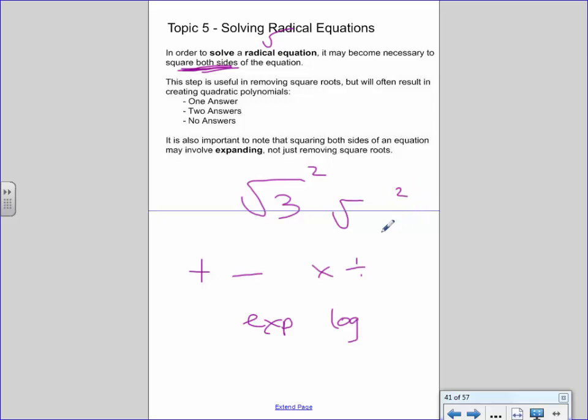Square, but you have to square both sides. Here's another thing I have to point out: just like with our quadratics, it's actually possible to have 1 answer, or 2. It's actually even possible to have no answer still.